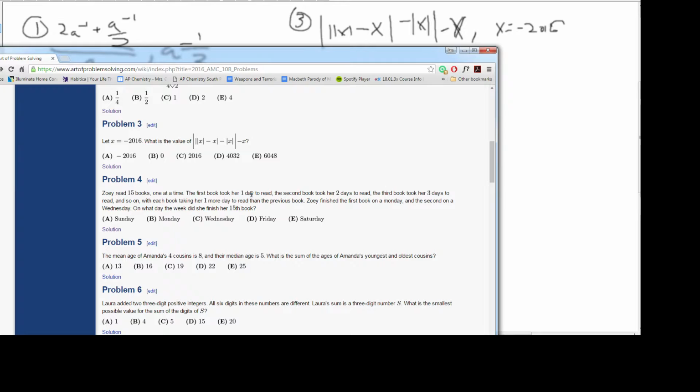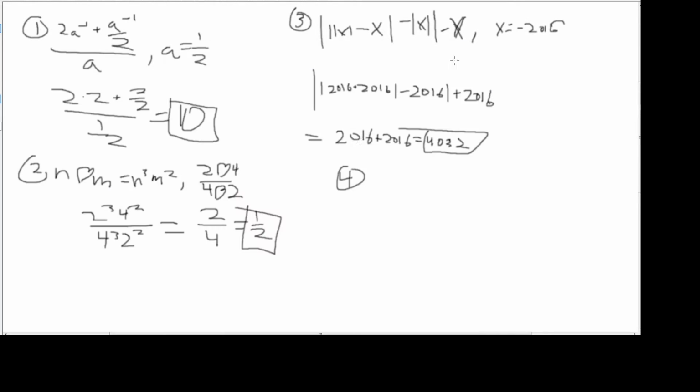series. Wait, no. The number of total days it takes her to finish her 15th book is going to be an arithmetic series, but this is going to be an arithmetic sequence. And there is an easy formula for this. It's n times n plus 1 over 2. So we finished the first book on a Monday and the second on a Wednesday. So what day of the week did she finish her 15th book? You're going to need to find the number of days it took her to read all the way to the 15th book, which is going to be an arithmetic series. So she started off on a Sunday.